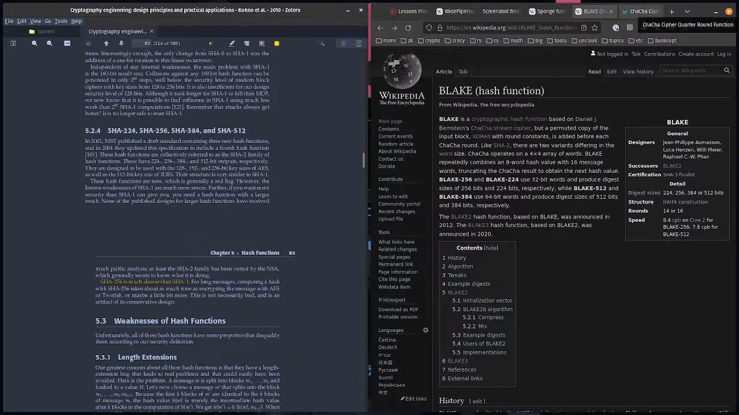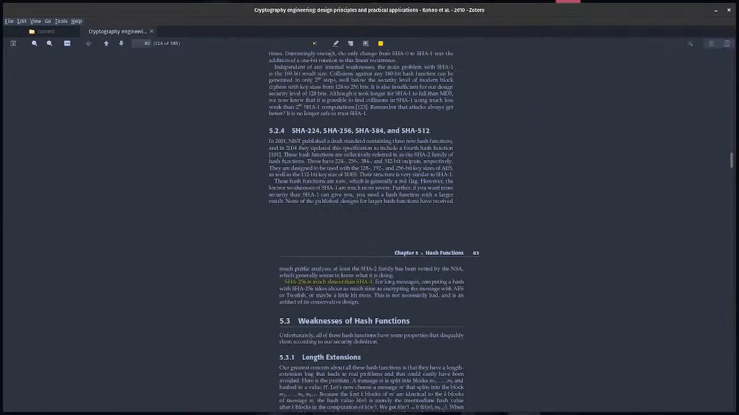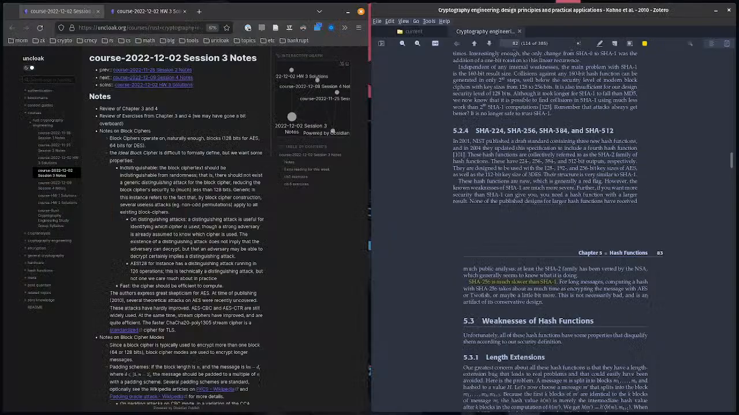And I should have probably gone into homework before diving straight into the hash functions, so we'll go in a slightly inverse order today. Before we dive out of hash functions, does anyone have any other questions on hash functions before we dive into homework?